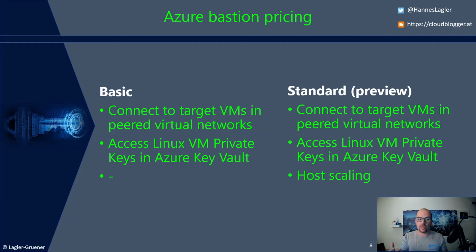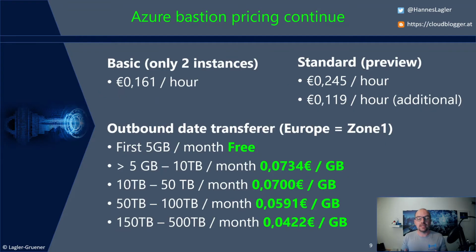In the standard configuration you normally have two hosts. This is the default setting, but you can scale up and add more hosts. And this is also a reason why we have two different pricing areas. So when we have a look at the basic option, you pay 0.161 euro per hour for each host. You pay for the standard preview 0.245 per hour for each host for the first two hosts which are included, and for each other host you pay an additional fee of about 1.119 euro.